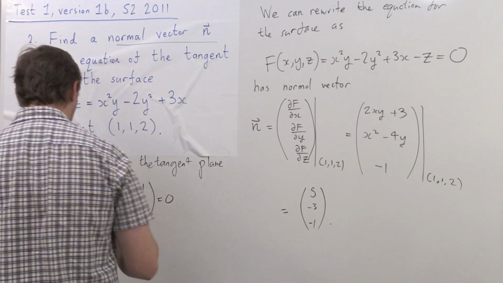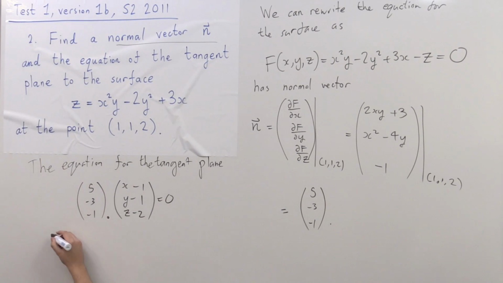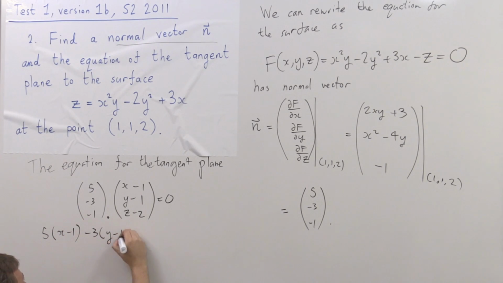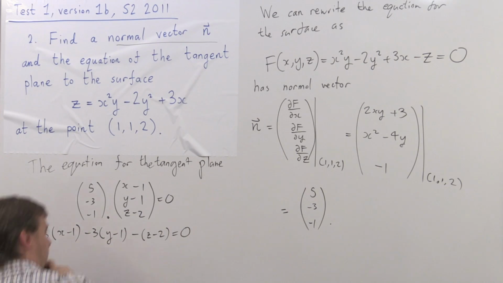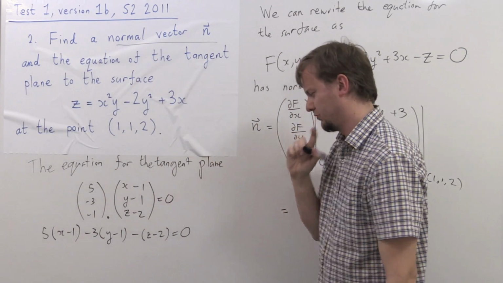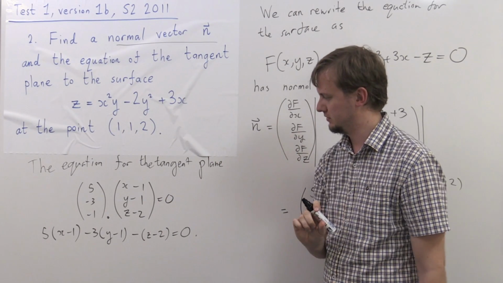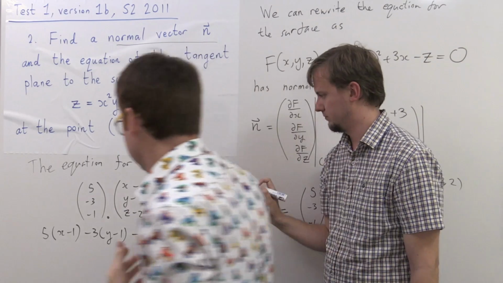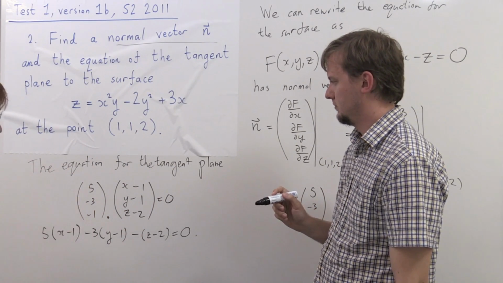Now technically that is the equation, but I can expand that out to get a nicer looking thing. I think I just have enough space to get 5 times x minus 1 minus 3 times y minus 1 minus z minus 2 equals 0. And personally I think that is good enough, but maybe I'll see what Daniel thinks about that final answer. This is the equation for the tangent, well, one of many equations for the tangent plane. I think that's perfect.